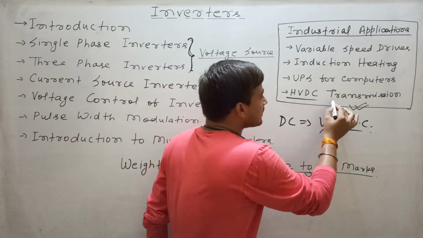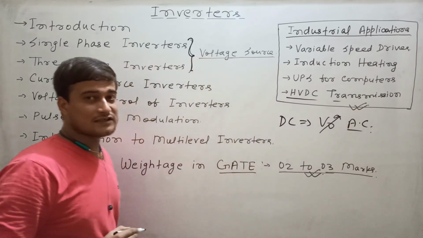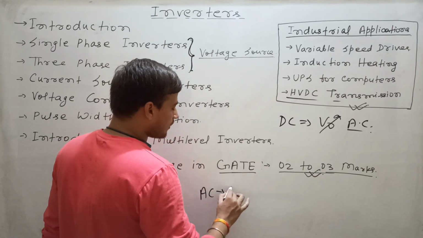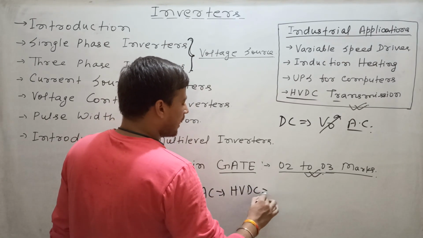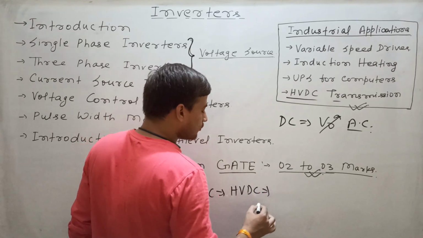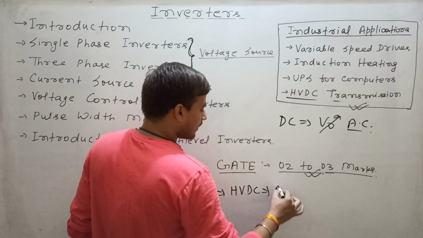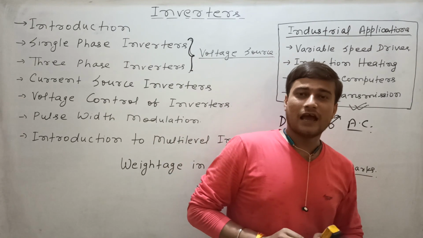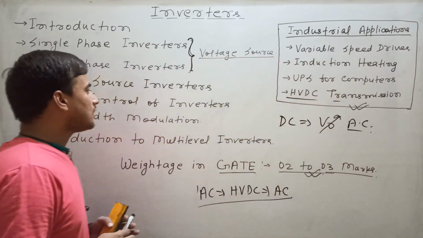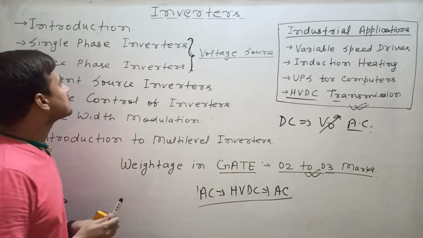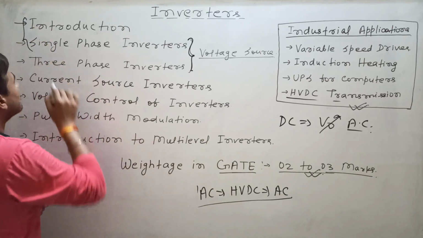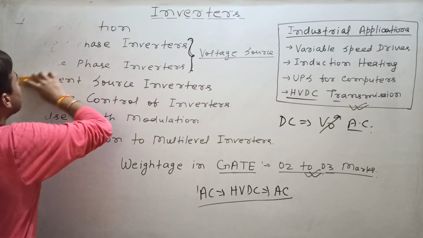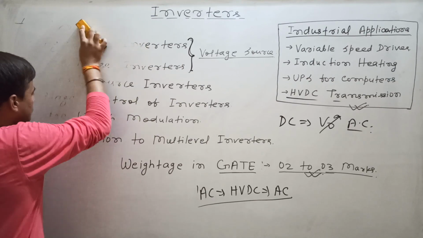And HVDC transmission: in the case of HVDC transmission, what happens? You have an AC supply, you convert it to high voltage DC, and again at last you have to convert DC into AC. So in the HVDC transmission system, inverters are used. So in today's lecture we will discuss these two topics, that means introduction and single phase inverters. Introduction and single phase inverters will be completed today.